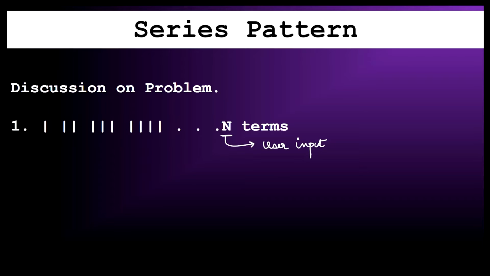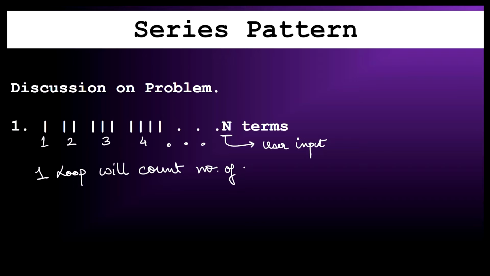Why 2 loops? Because one loop will count the number of terms. This is term number 1, this is term number 2, this is term number 3, term number 4, and so on up to n. So we need 2 loops. One loop will count the number of terms, and there also has to be another loop which will count the number of vertical bars inside every term.